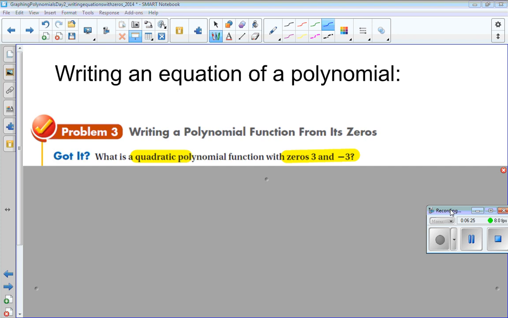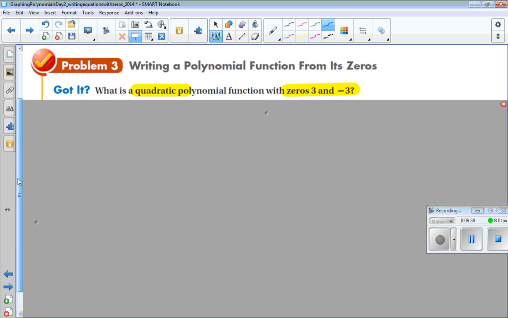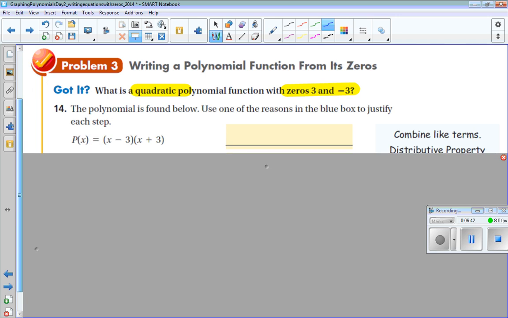Okay? So, could I write an equation? Okay? There are actually many equations that fit this information. Let's come up with one, a basic one. All right, let's come up with this one. Would you agree with that one? Yes or no? If 3 is a 0, isn't x minus 3 a factor? And if negative 3 is a 0, isn't x plus 3 a factor? Perfect. This is okay in factored form, I agree. Okay? That is one of the possible answers.